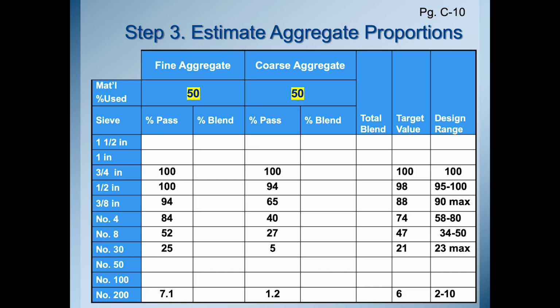So for a trial blend, we're going to start with something that we think is a possibility, and we're going to say, all right, let's just pick 50% of each one of these.